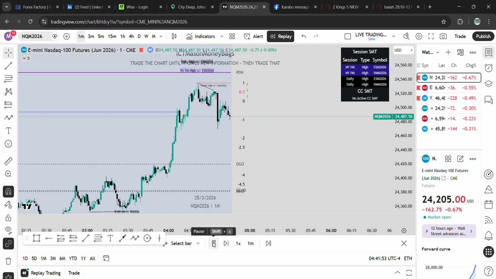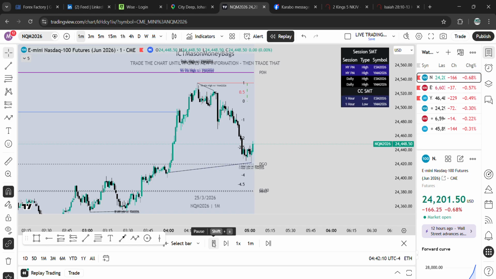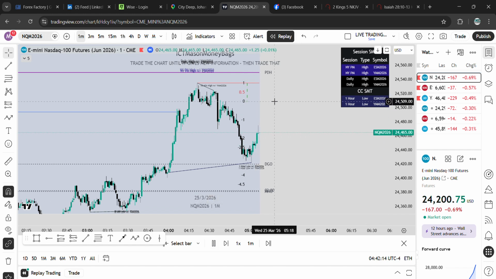You're entered. This is the first entry for the day. Valid shorts. Do it right. TP, break even. We do not have session opposing liquidity. You're taking a partial here. I'll move my stop to break even.